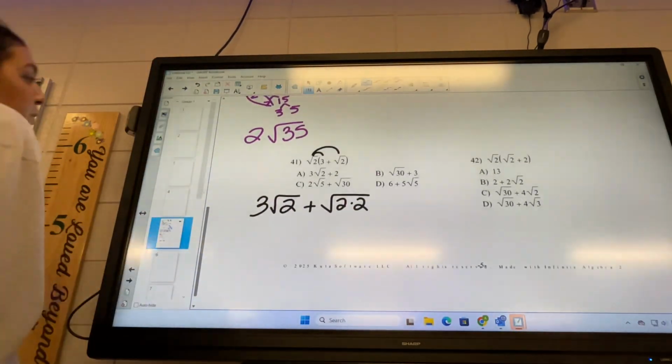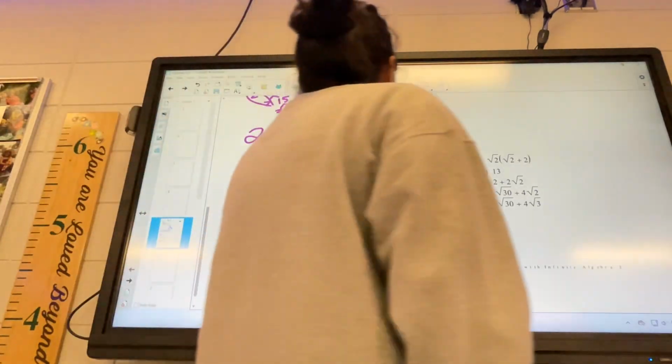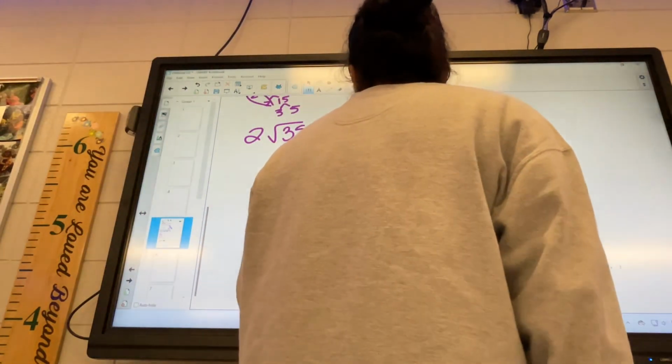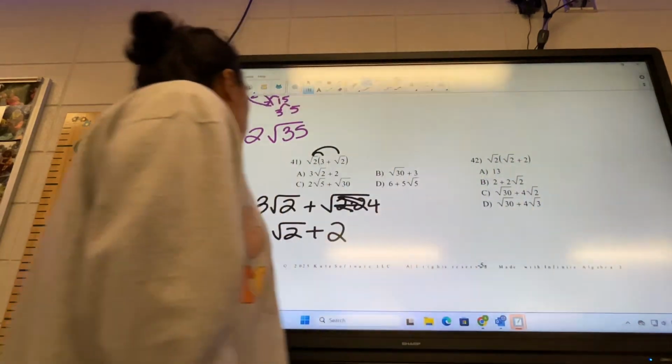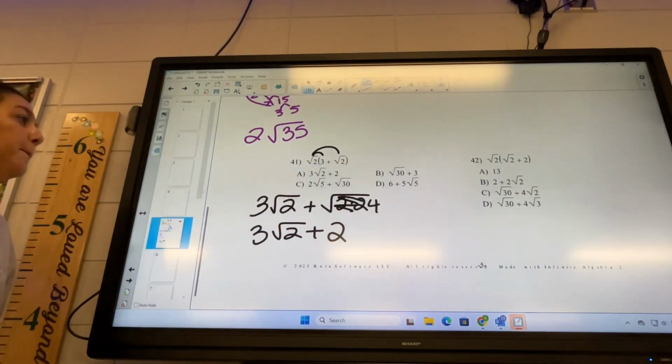Okay, what is 2 times 2? 4. So this is really gonna become square root of 4. What is the square root of 4? 2. It's just plain 2. Okay? And so that is answer option what? A.